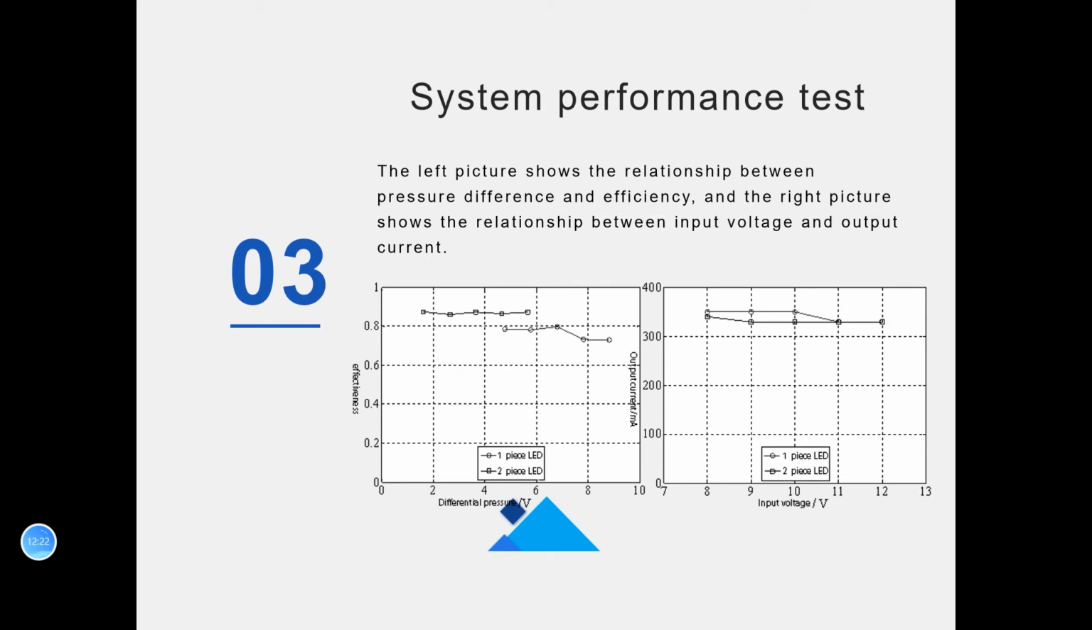Look at the picture on the right. As the output voltage changes, the output current is relatively stable, with a maximum of 345 microamp and a minimum of 327 microamp, which is similar to the rated output current of 350 microamp.